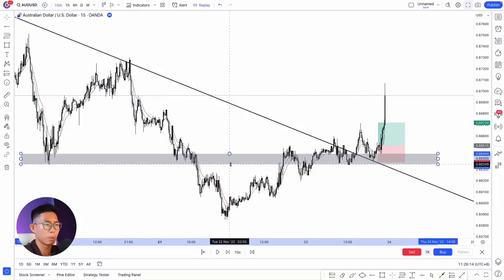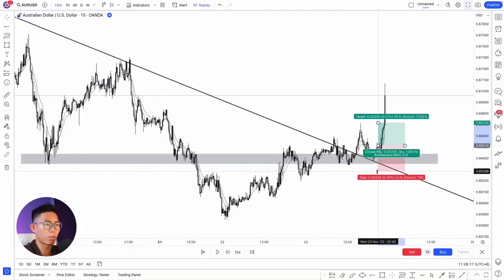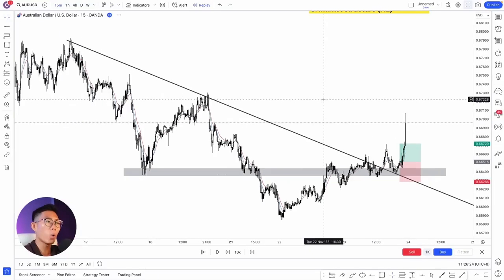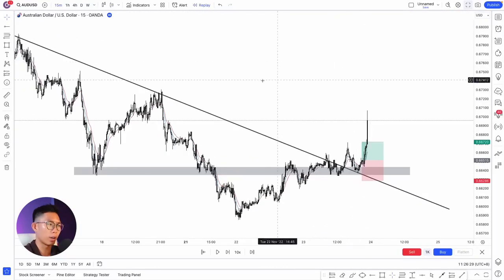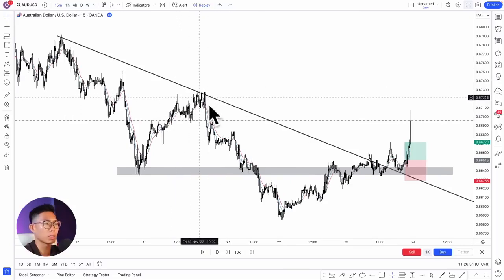In this case, I'm just going to be placing it below this key support area that we have right here, somewhere right around there, and take profit. Take profit is when you want to take profit at the next key level. Where is the next key level? The tip here is to look towards your left, right?